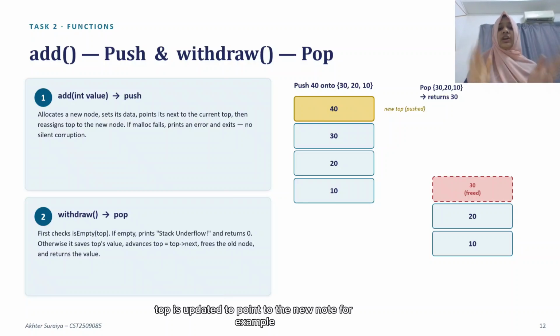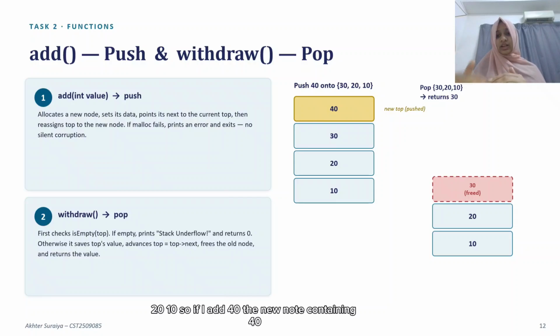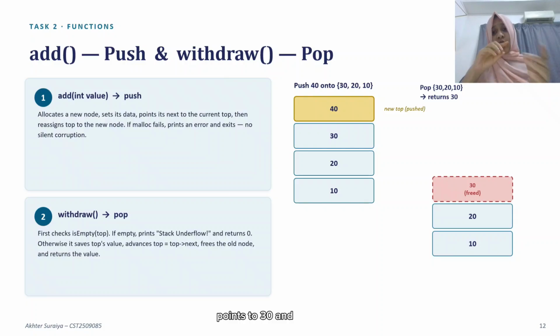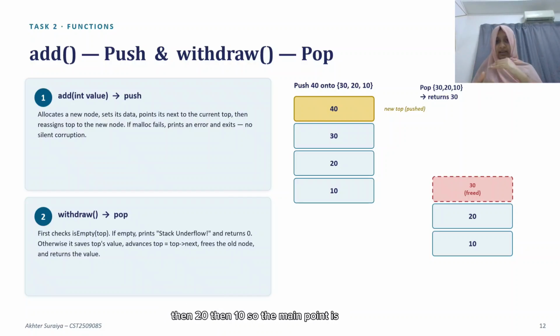For example, suppose the stack currently contains 30, 20, 10. If I add 40, the new node containing 40 points to 30 and 40 becomes the new top. So the stack becomes 40, 30, then 20, then 10. The main point is that every new value is inserted at the beginning of the linked list.